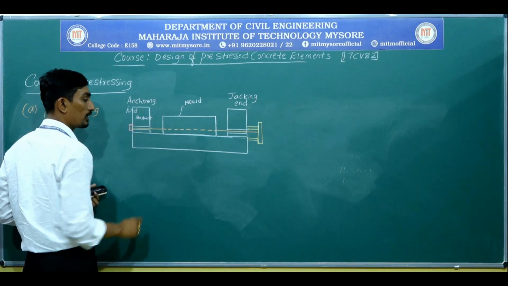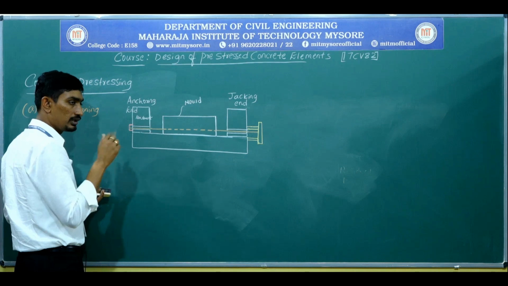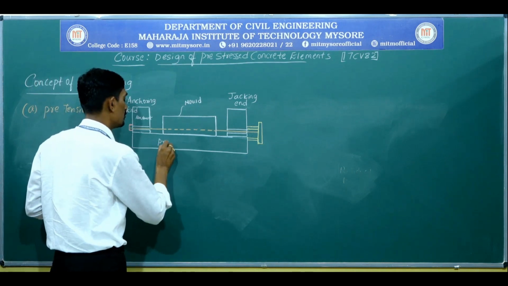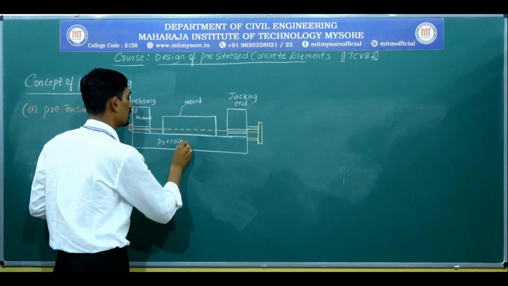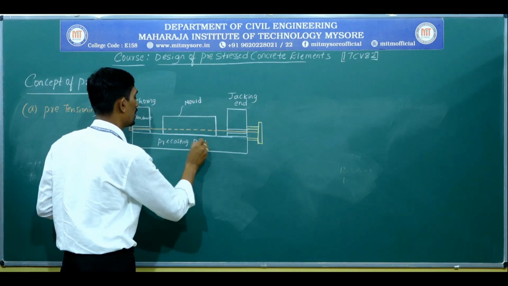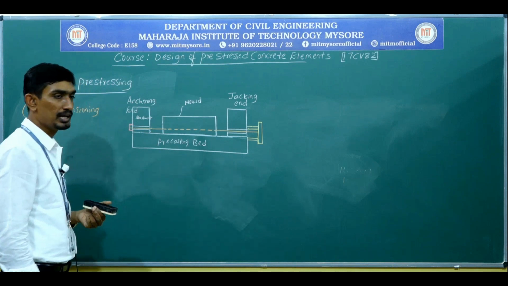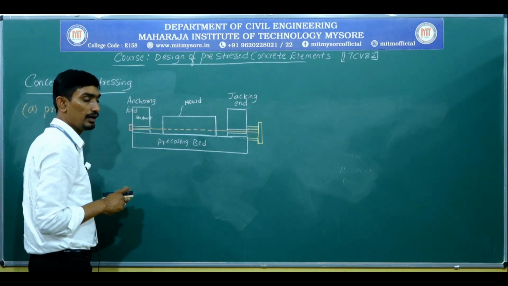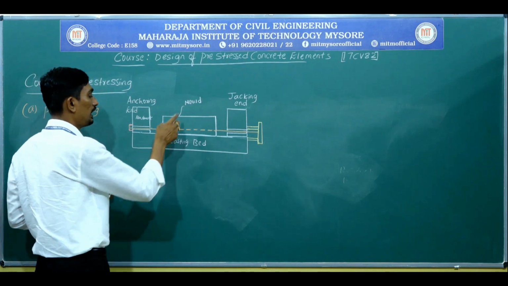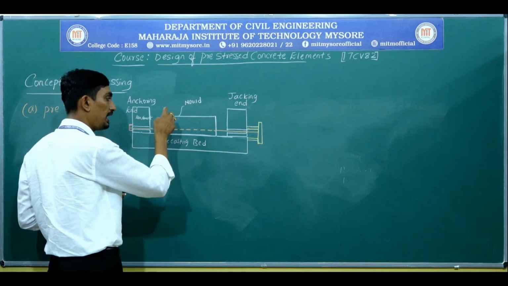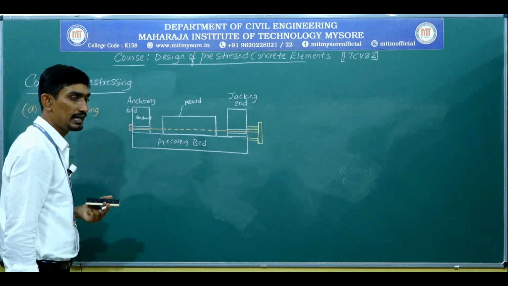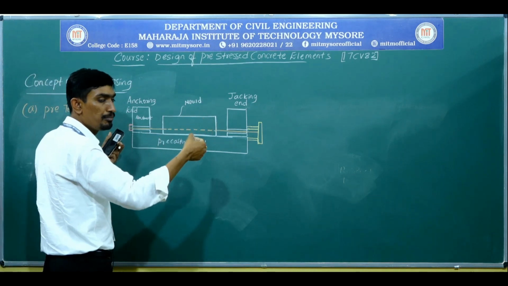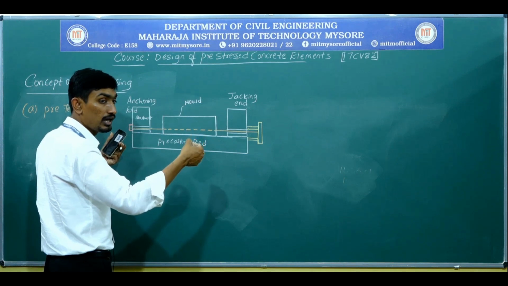Abutments. Okay. Next, in the next step, this is a step-by-step procedure. This is the precasted bed. On above that, two abutments have been made with a provision of space. And next, inside the mold, place a tendon. Stretch it. It is very important. That is what pre-tensioning.